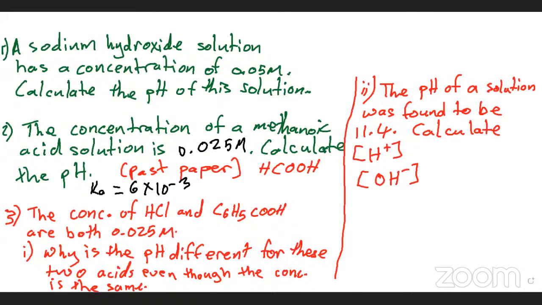And for number three, if you have done it, for hydrogen ion concentration, I've got 3.98 times 10 to the minus 12. And for OH, it's 2.51 times 10 to the minus 3. Yes, that is correct.